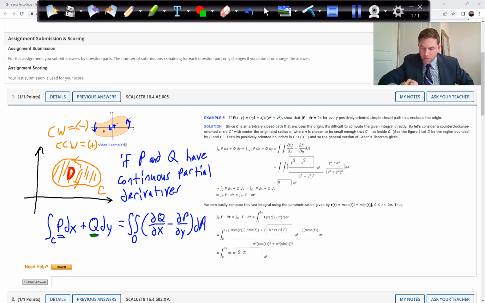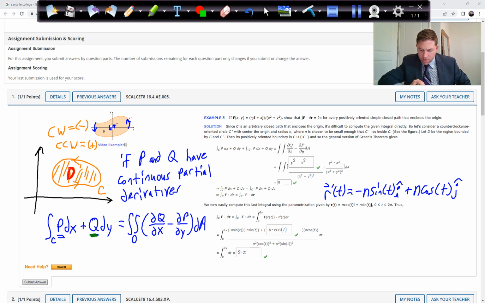They're going to say, okay, assume r of t is n cosine t i plus n sine t j for t between 0 and 2 pi. And so we're going to calculate, like we did in the last section, the function evaluated at this vector dotted with its derivative. So if r of t is n cosine t i, the derivative of that would be minus n sine t i plus n cosine t j.